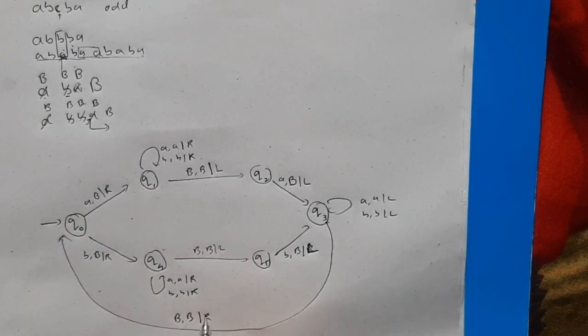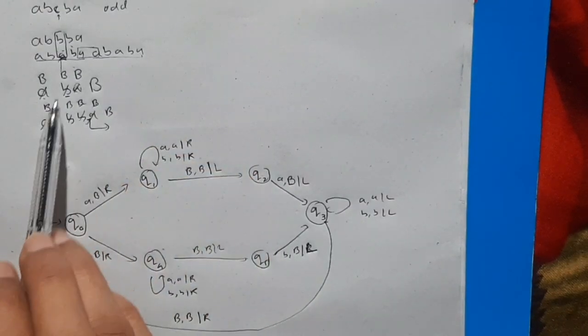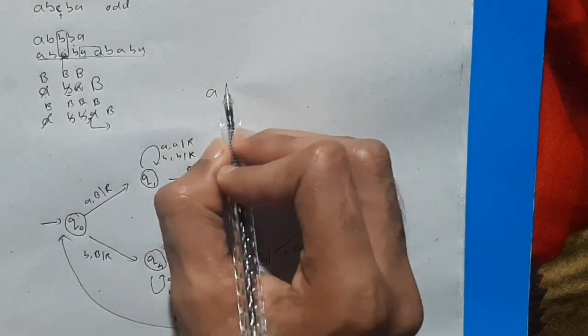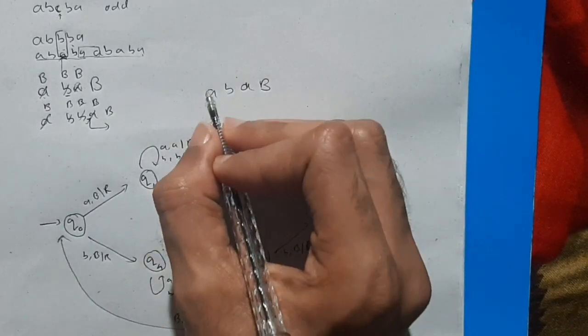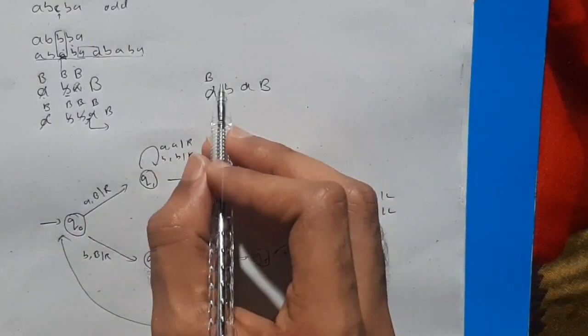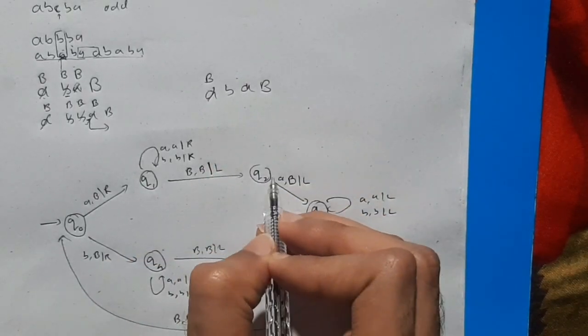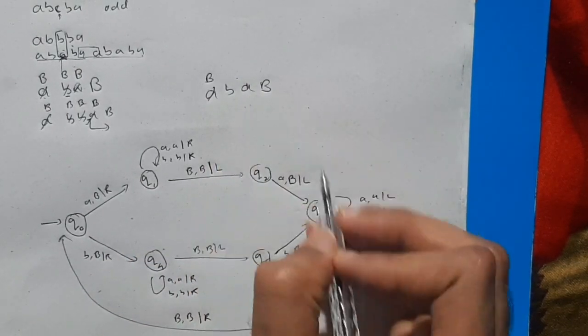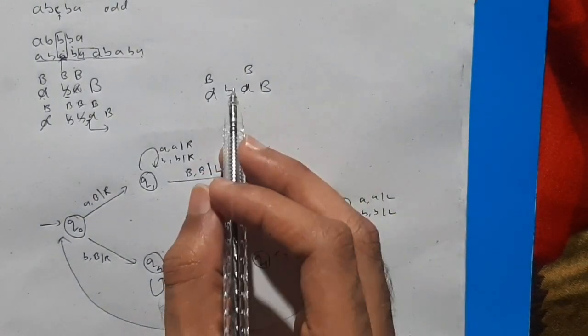If I encounter a blank space, I have to start from the next state and I'll reach here. Suppose the next state I got here is B. Let's consider this one, A B A B. Here first I will convert this into B, then I'll move here, ignore the number of A's and B's, reach the last state, and again I'll move to the left. I'm at this stage, and if I encounter A, I'll replace it with B, and after that I'll move here and ignore the number of A's and B's.